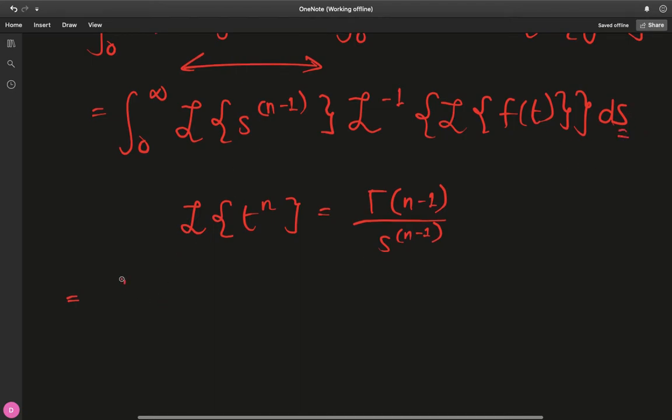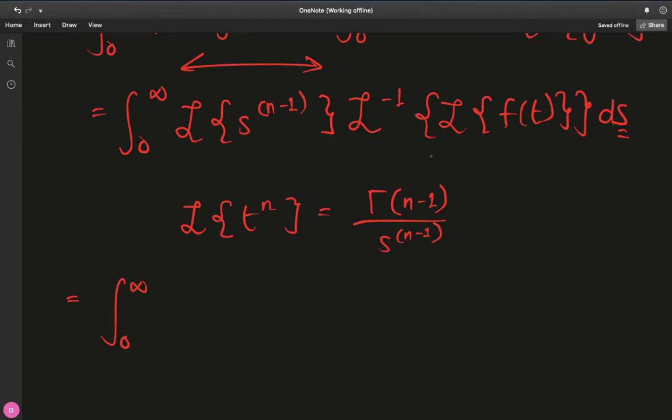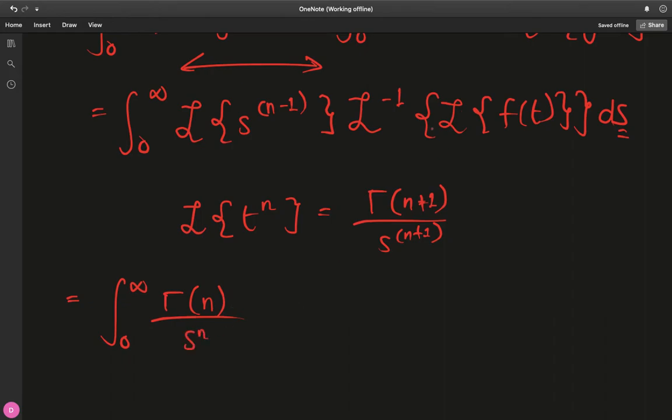So this is just the integral from 0 to infinity. In the place of n, we have n minus 1. Oh, I made a little error. This is a plus. I'm so sorry about that. So when we make the substitution n equals n minus 1 over here, we just end up with gamma of n divided by, we start with s, we end with s because of this, s to the n, and inverse Laplace of Laplace is just the original function itself. By definition, they cancel out.